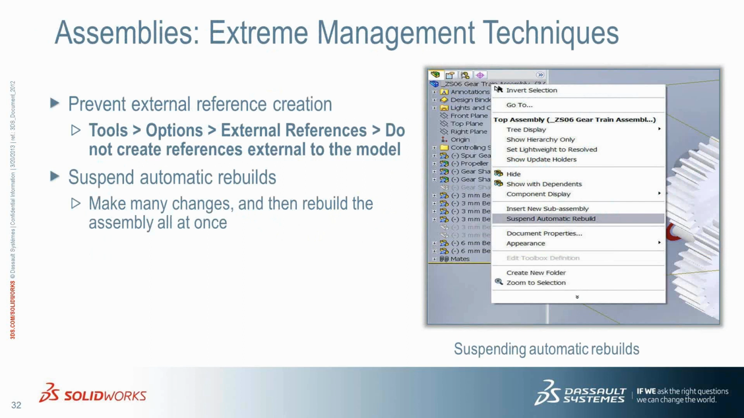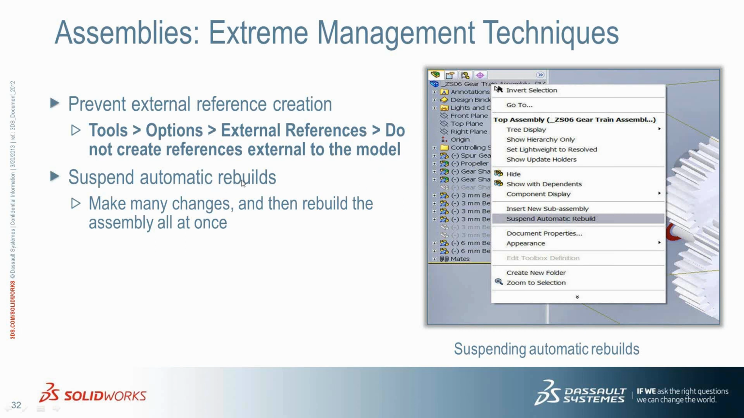So, a couple other extreme assembly management techniques. There's an option in Assemblies to not create references external to the model. So I can build parts inside of an assembly but not create references. A lot of times you want to make sure it fits, but you don't want references. It's a great way to do that. It's under Tools, Options, External References, or it can be added to the assembly toolbar.